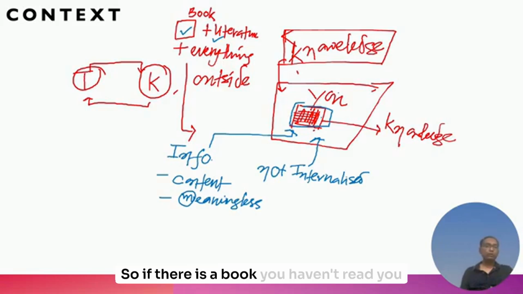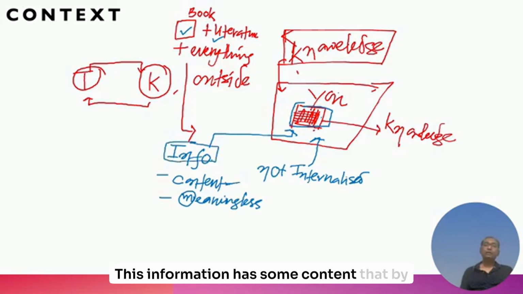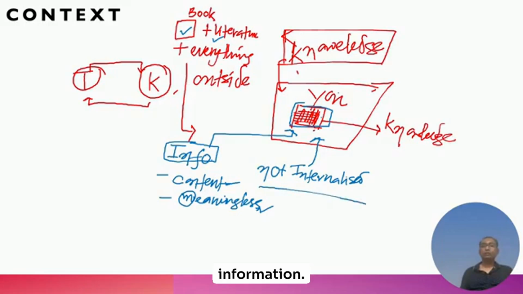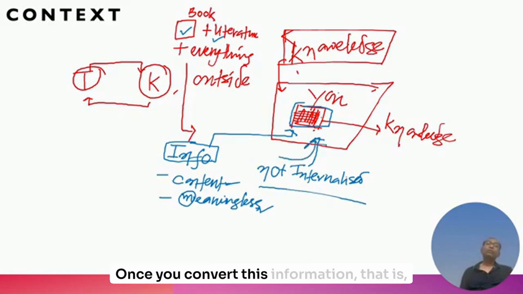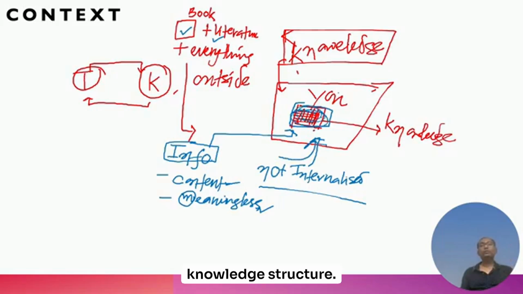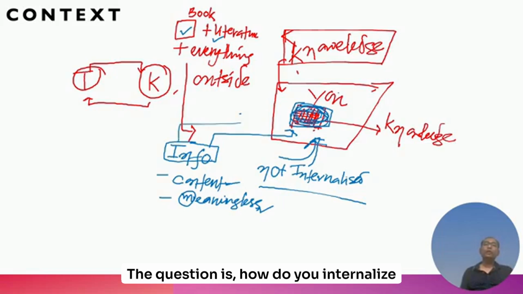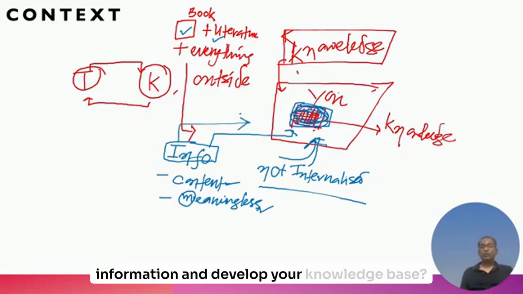So if there is a book, you haven't read it, you haven't understood it, you haven't learned anything from it, that is just information. This information has some content that by itself may be meaningful to the writer or somebody else, but it is meaningless to you because you haven't processed that information yet. In other words, you have not internalized the information. Once you convert this information and internalize it, it becomes a part of your knowledge structure. The information has turned into knowledge. The question is, how do you internalize and develop your knowledge base?